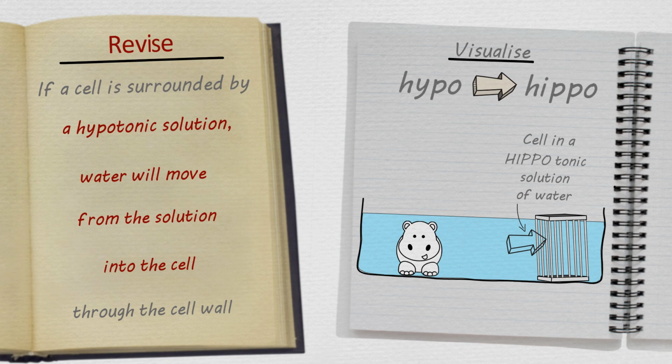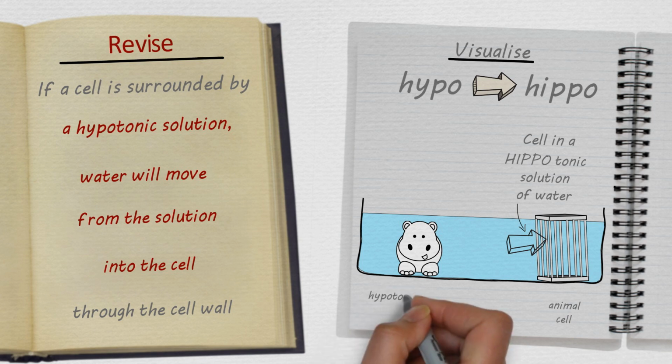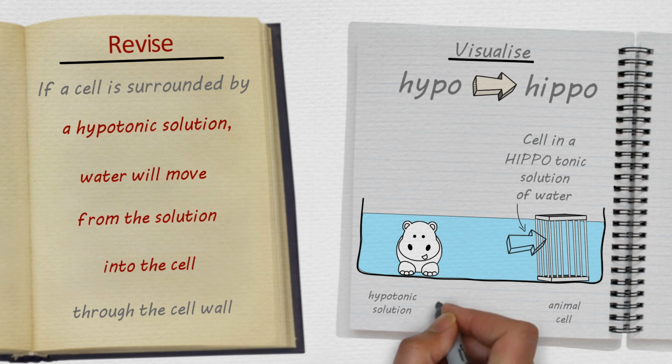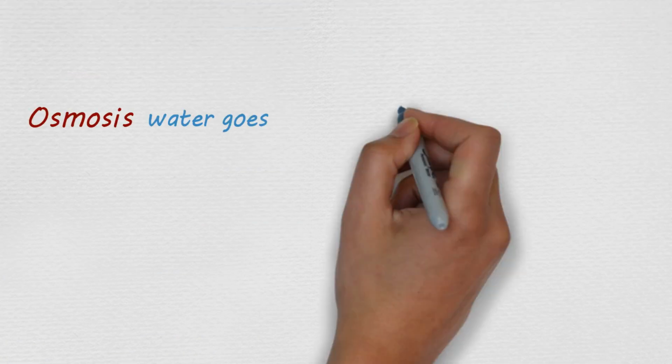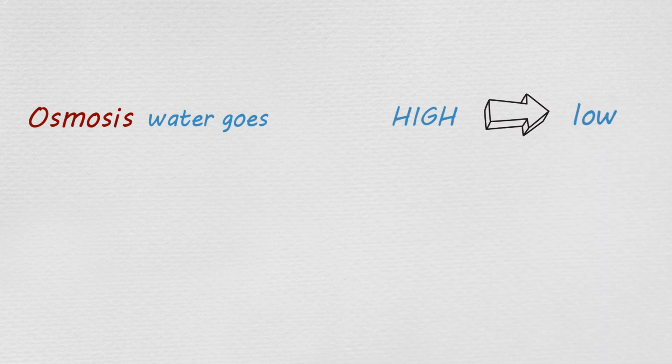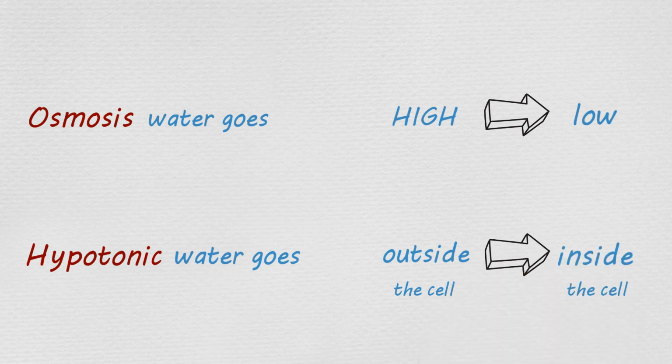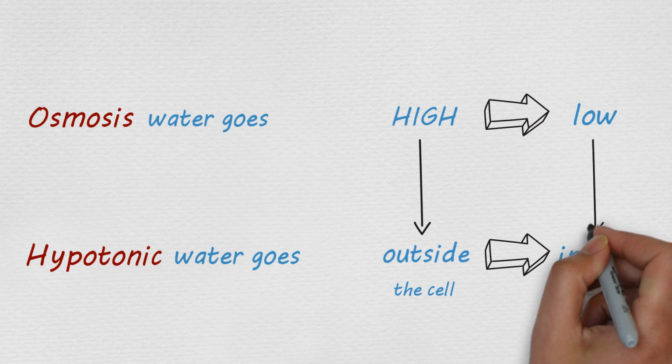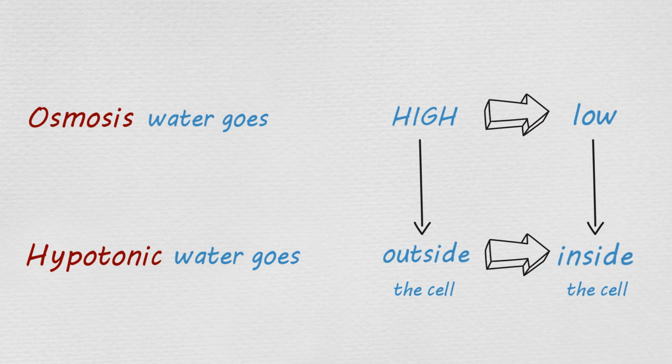Guess what? That is exactly what happens when an animal cell is in a hypotonic solution. If a cell is surrounded by a hypotonic solution, water will move into the cell through the cell wall. So, osmosis is the movement of water from high concentration to low concentration. And in a hypotonic solution, osmosis makes water go into a cell. So therefore, that must mean that in a hypotonic solution, the concentration of water must be higher in the solution than it is in the cell.